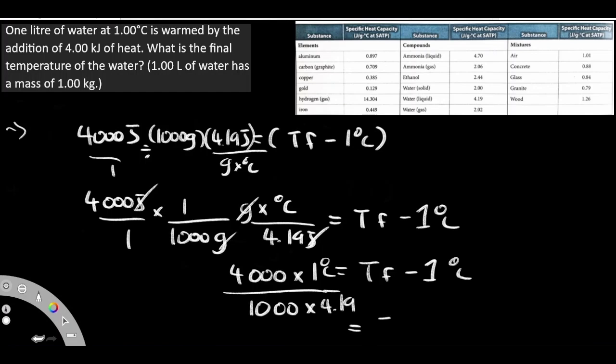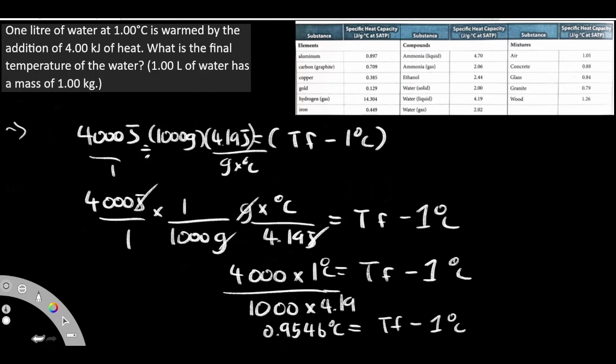Let's just do our math here quick. So 4,000 divided by 1,000 times 4.19. So you end up getting 0.9546. And that's going to be in degrees Celsius.